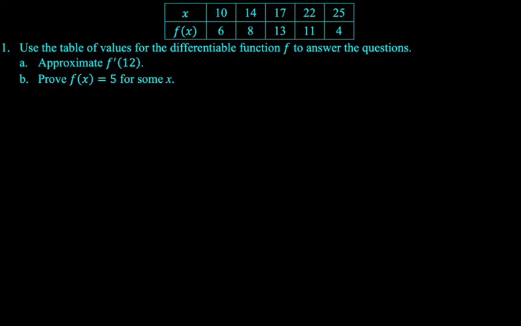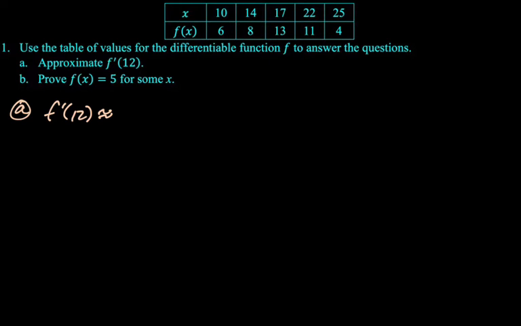All right, use the table of values for the differentiable function, so differentiable implies continuous, to answer the questions. Approximate f prime of 12. We've done this, I don't know, it feels like 100 times at this point. F prime of 12 approximately. So you've got to do that or you're going to lose a point.